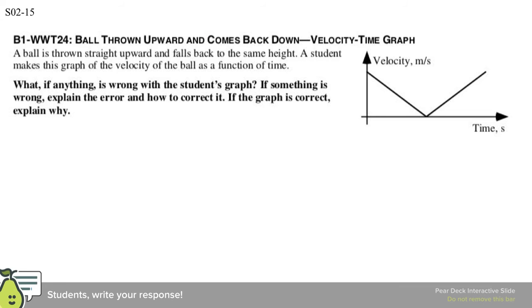A ball is thrown straight upward and then falls back to the same height. A student makes this graph of the velocity of the ball as a function of time. What, if anything, is wrong with the student's graph? If something is wrong, explain the error and how to correct it. If the graph is correct, explain why.